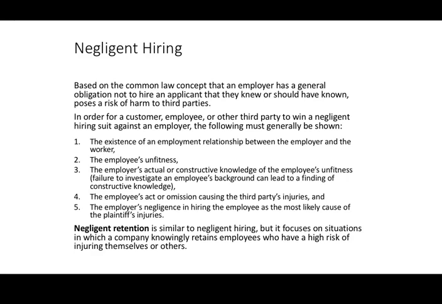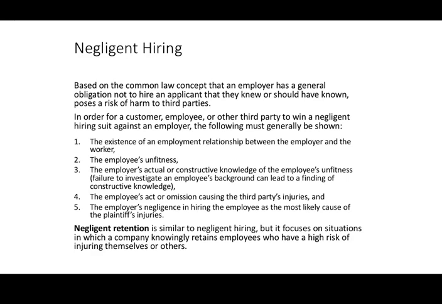So in order for negligent hiring to happen, there's 5 criteria that need to occur. Number 1, that there was an existence of an employment relationship between the employer and the worker. So the worker that was quote unquote negligently hired has to have a formal working relationship, an employment relationship with us. Number 2, that employee has to have documented unfitness for whatever reason. And this could be violence in the workplace, it could be harassment behaviors, whatever it is.